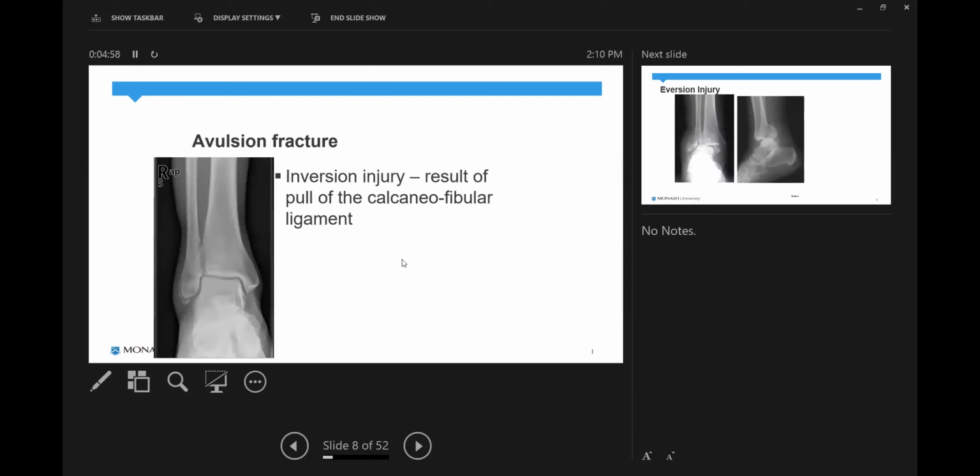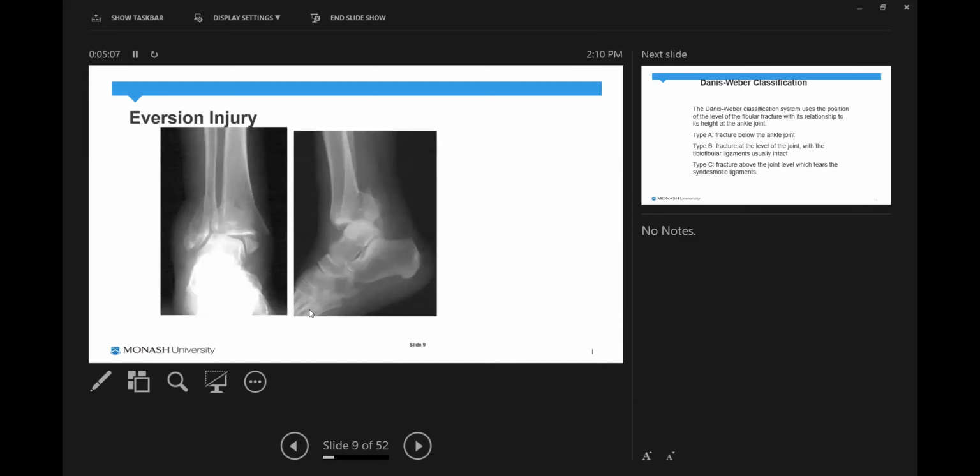So for avulsion fractures, an inversion injury can result in a pull of the calcaneofibular ligament. Eversion injuries tend to have more severe fractures, and here we can see that there's a trimalleolar fracture where you've got fractures of the fibula malleolus as well as the tibia, and then also of the posterior malleoli with disruption of the ankle joint.